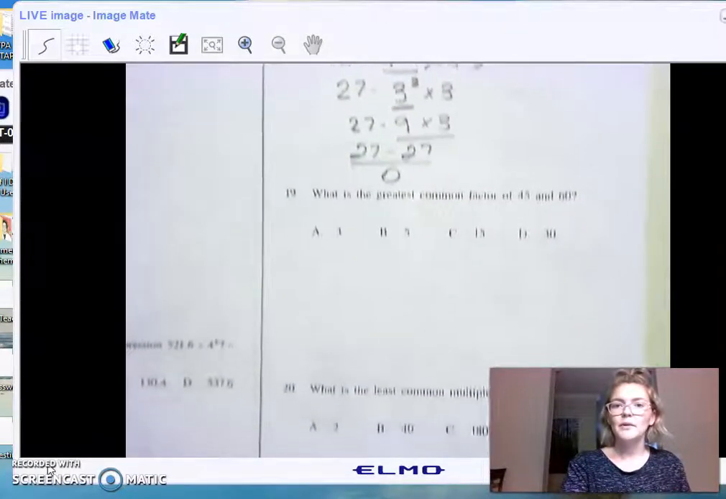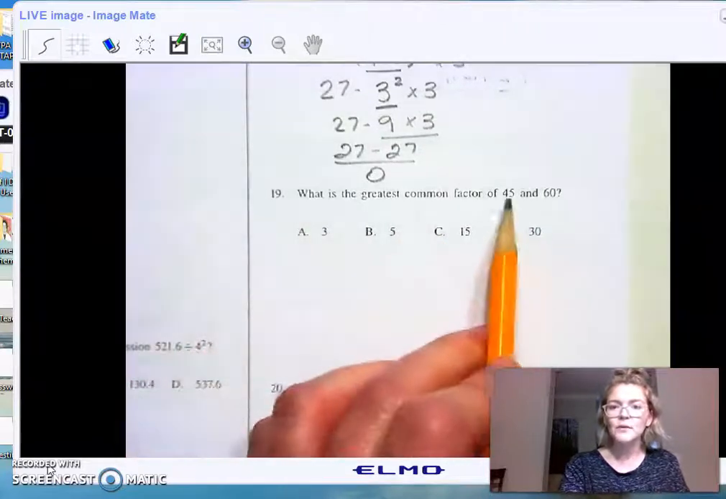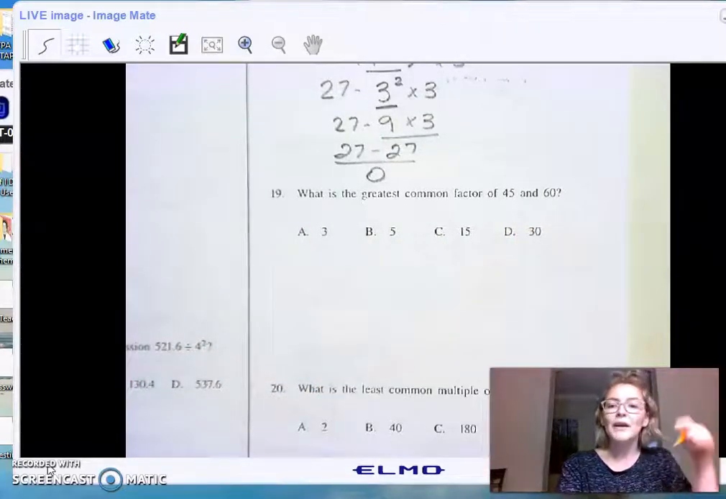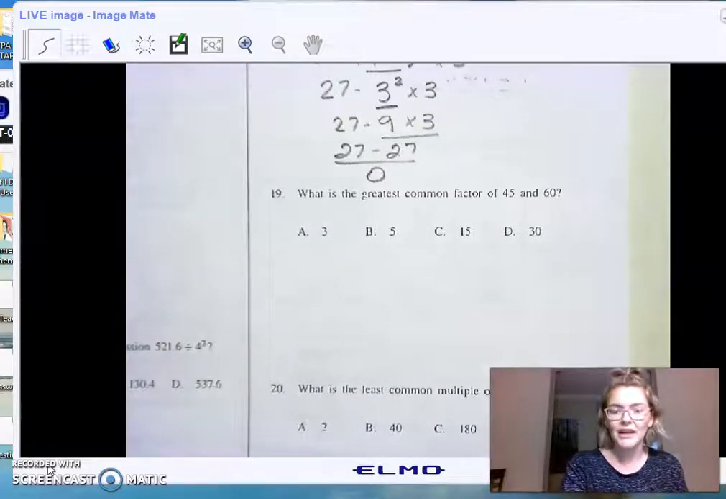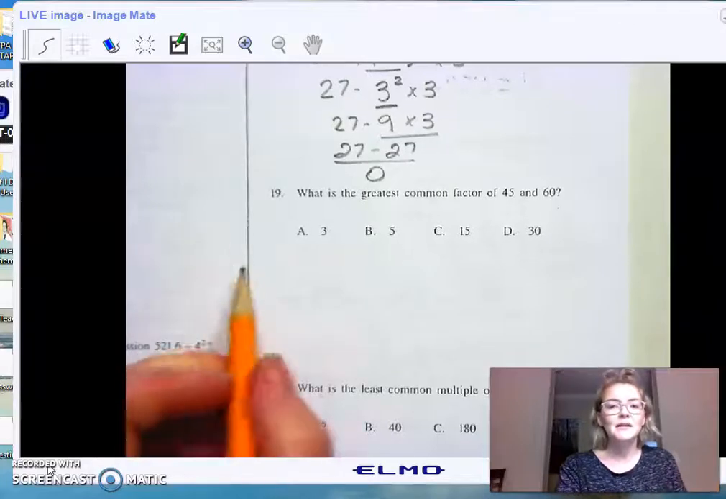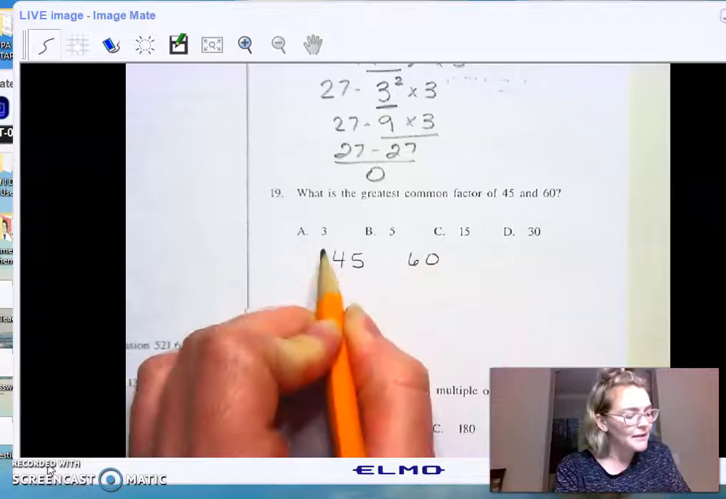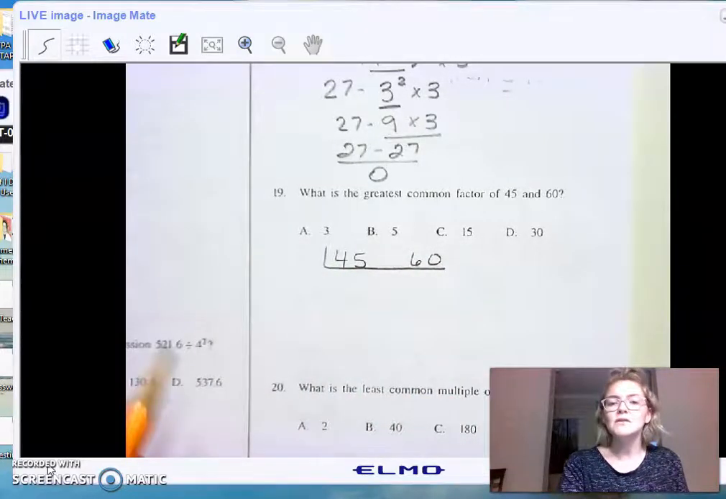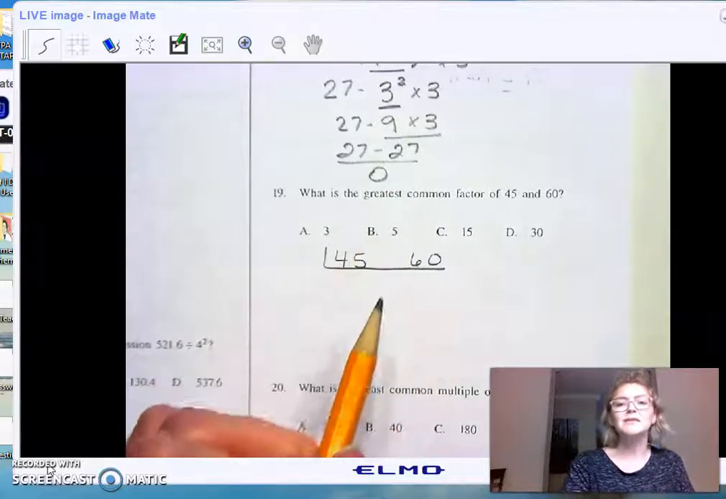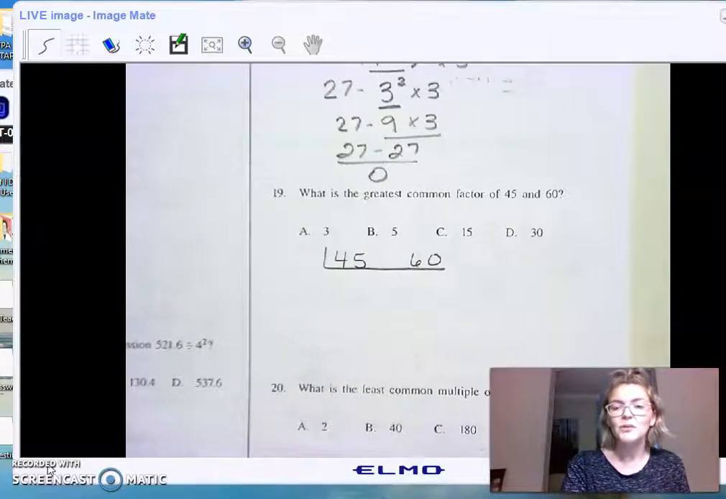Okay, now number 19. What is the greatest common factor of 45 and 60? The way that we find this is we use a method called the upside down birthday cake. The upside down birthday cake is a method where we put the two numbers inside what kind of looks like birthday cake tiers, and we work down. What we tell the students is you look at these two numbers and you're trying to pull out factors, but you want to start as small as possible and then go from there.